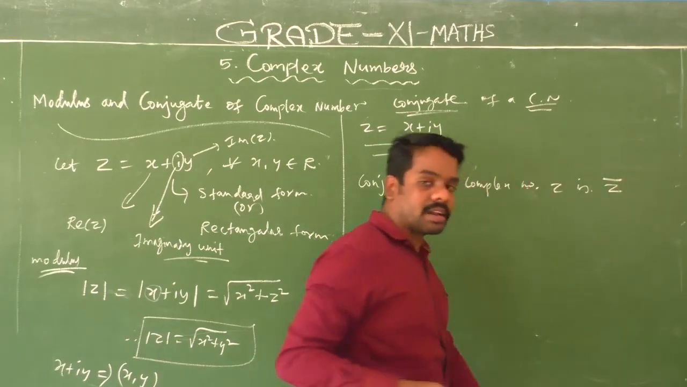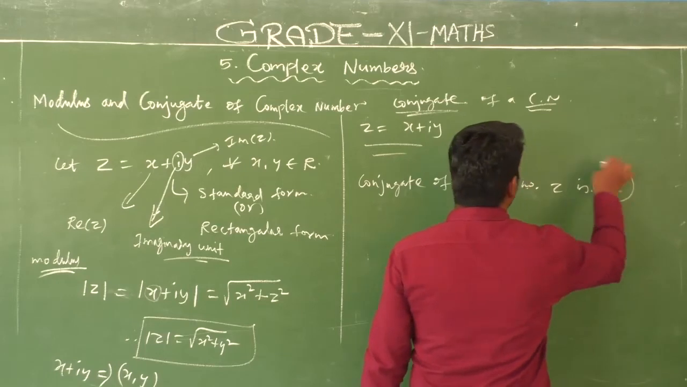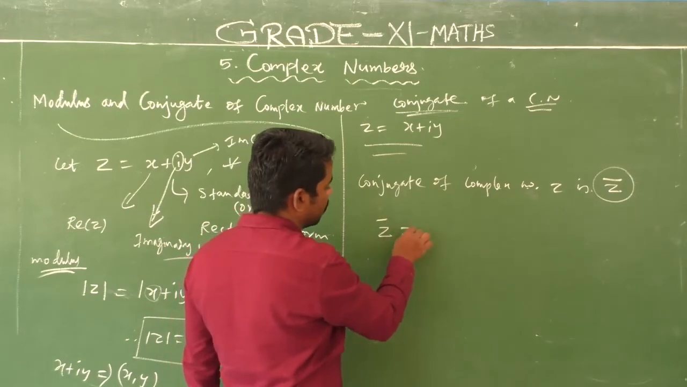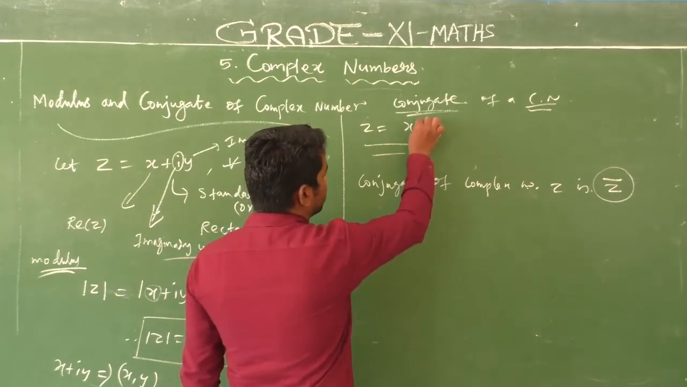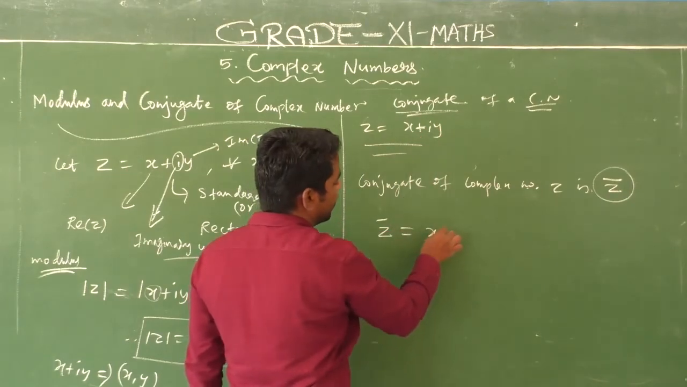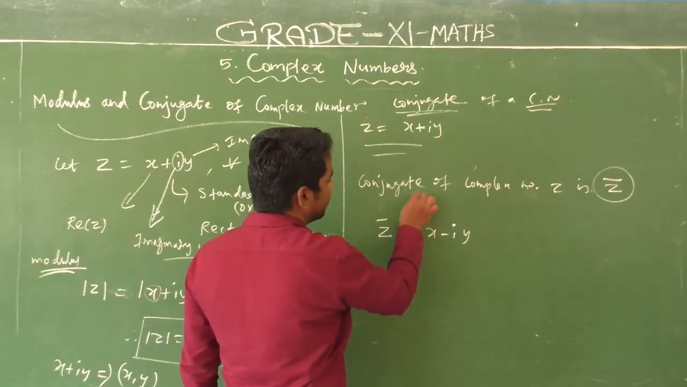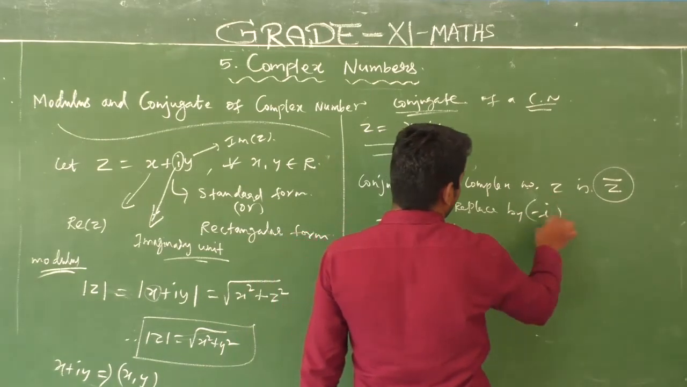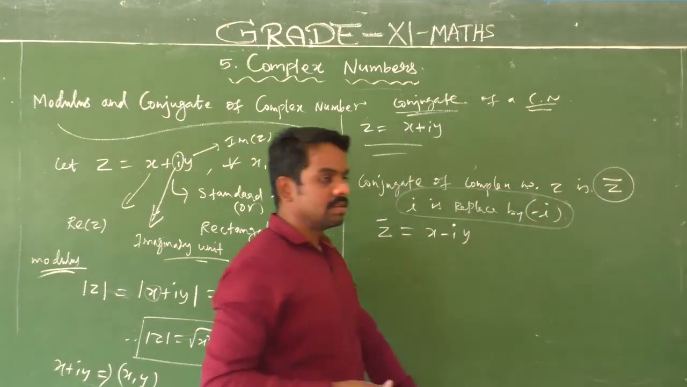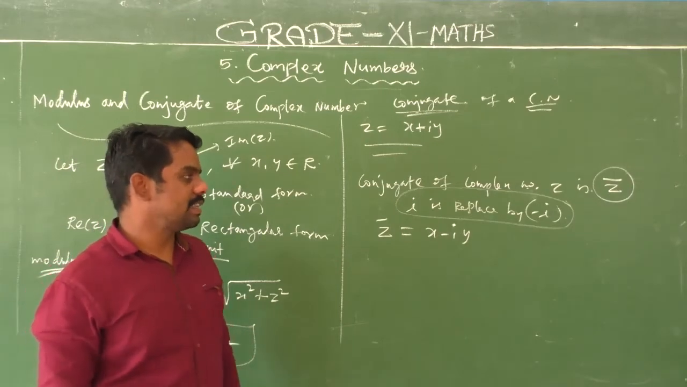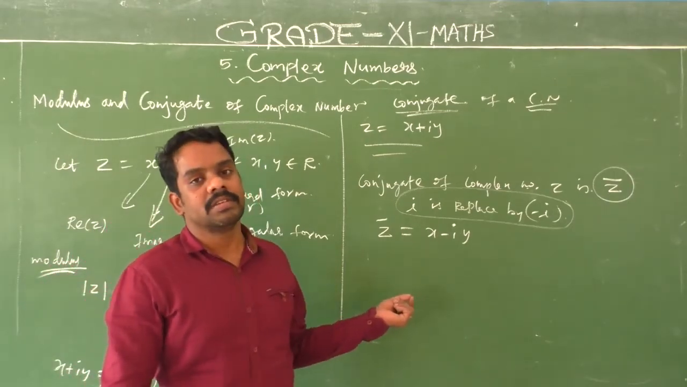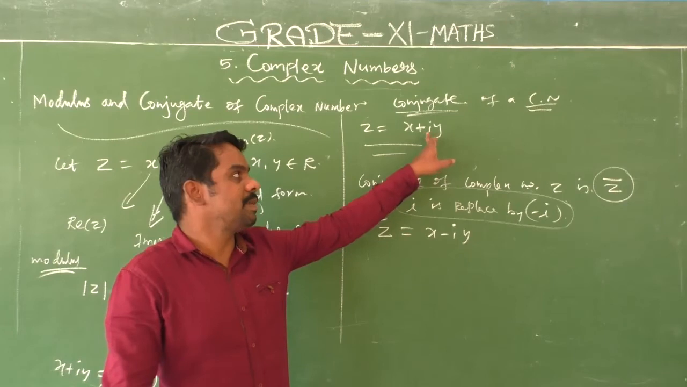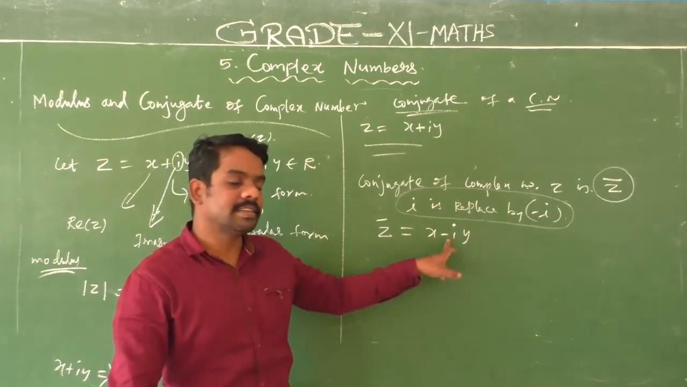This z bar is the conjugate of this complex number z. What does conjugate mean? Here the imaginary part is positive, so z bar is x minus iy. That is, i is replaced by minus i. This is the conjugate of a complex number. The conjugate of any complex number is written as z bar, where i is replaced by minus i and the rest stays the same. So x plus iy becomes x minus iy.